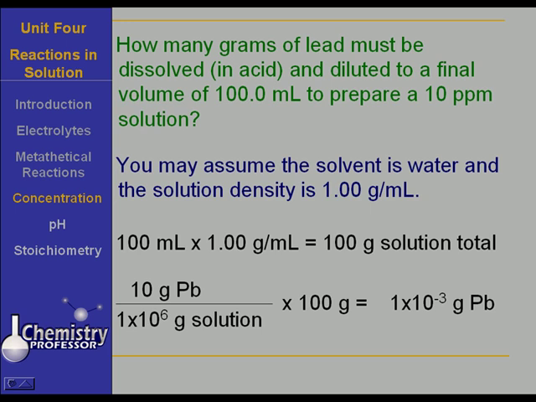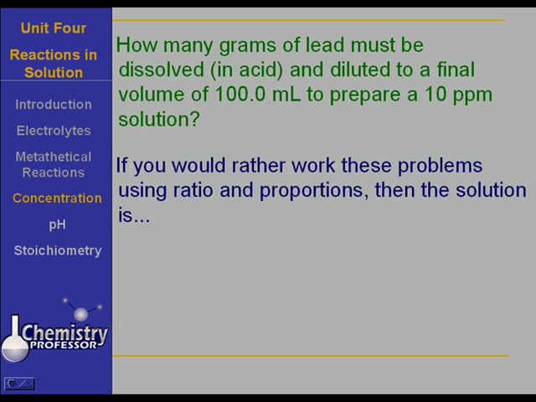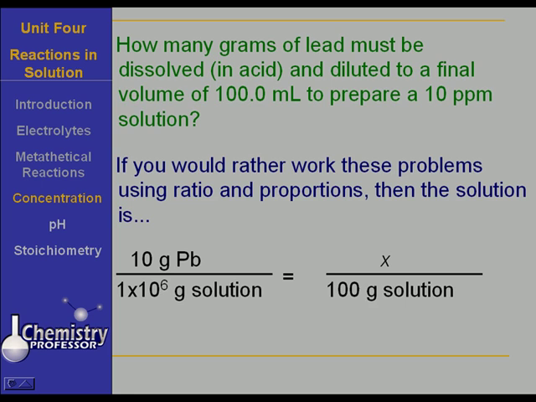Some students get a little confused when it's worked this way and would really rather work it by ratio and proportions. So if you want to work it by ratio and proportions, do it like this. 10 grams of lead is to 1,000,000 parts of solution as X grams of lead is to 100 grams of solution. Do you like that better? Just don't foul up your algebra in solving it. And you will find that X, of course, comes out to be 1 times 10 to the negative third grams of lead.